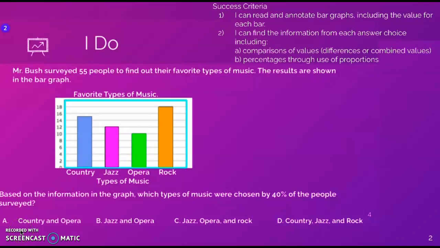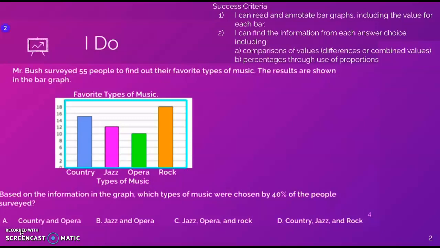Hello class, today we're going to continue working on bar graphs, and I'm going to go ahead and read the success criteria for today. Number one, I can read and annotate bar graphs, including the value for each bar. Number two, I can find the information from each answer choice, including A, comparison of values, differences or combined values, B, percentages through the use of proportions.